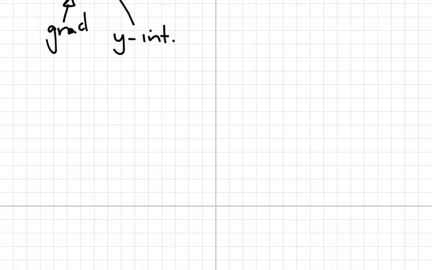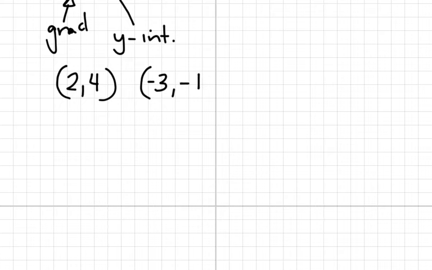So I'm going to give 2 points, and I'm going to go for (2, 4) as my first coordinate, and my second coordinate I'll go for (-3, -1). Okay, so those are going to be my 2 coordinates. First things first, we can find the gradient using these 2 points, or we can just plot them and then find the gradient that way. I will do both ways.